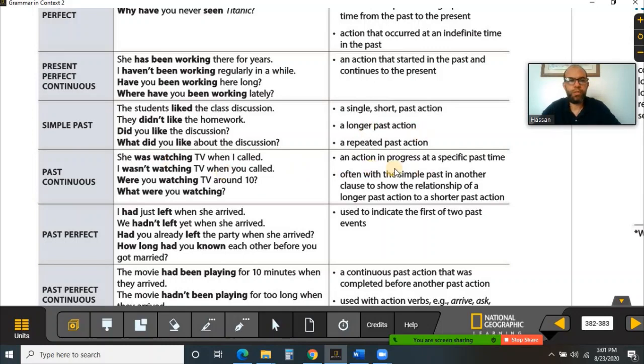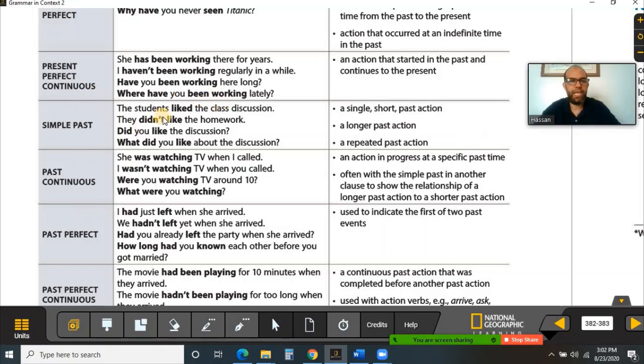Now let's talk about the usage. When do we use the simple past tense? We use the simple past tense to talk about an action that happened, started and finished in the past, at a specific time in the past. It could be a single short past action, it could be a longer action, and it could be a repeated action. Okay, repeated action as well.